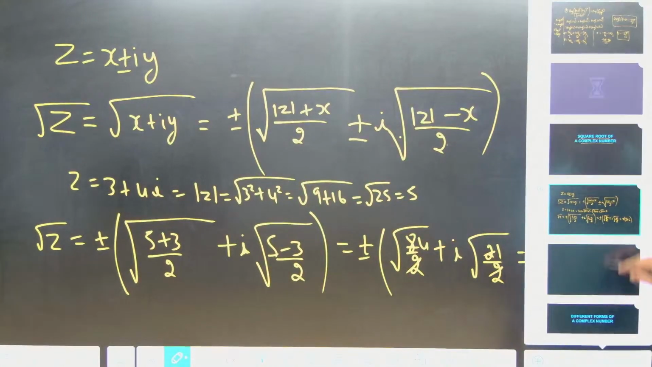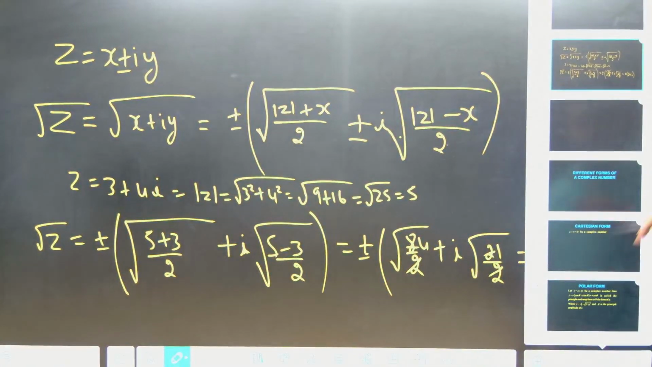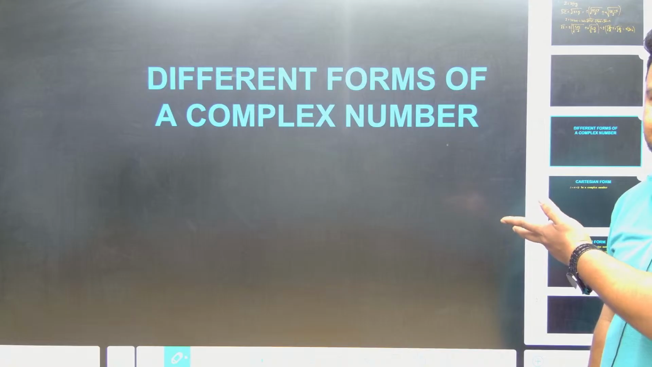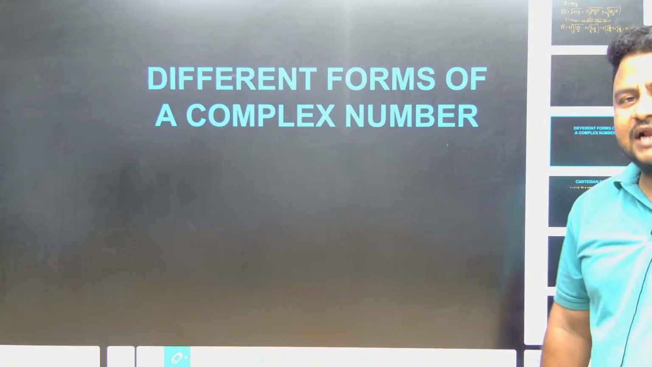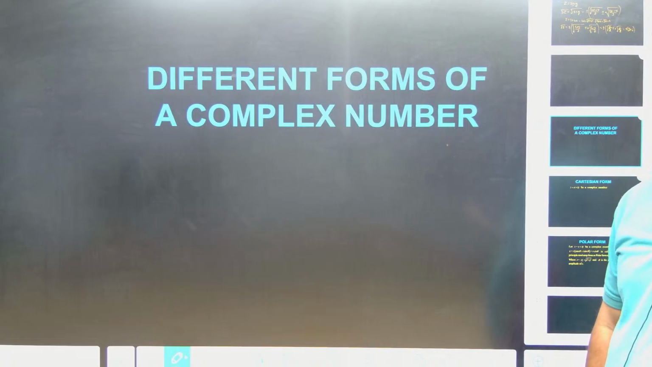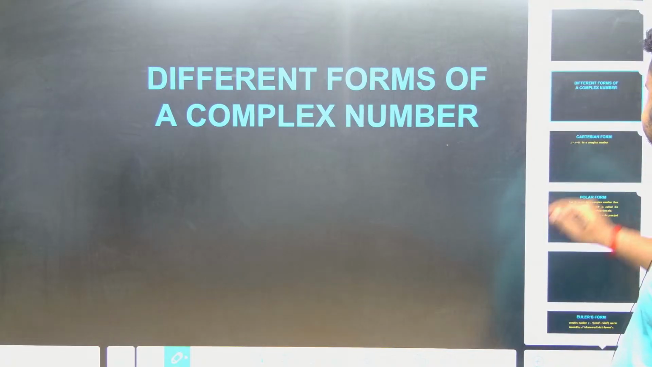Let us proceed further. So, different forms of the complex number. One is the Cartesian form. Till now, what we studied is itself the Cartesian form. Another one we have is the polar form, and one more is the Euler form.